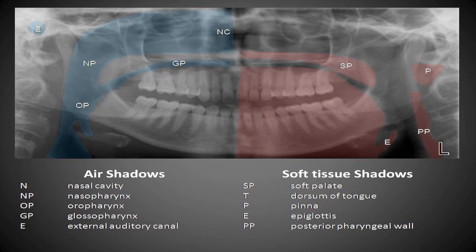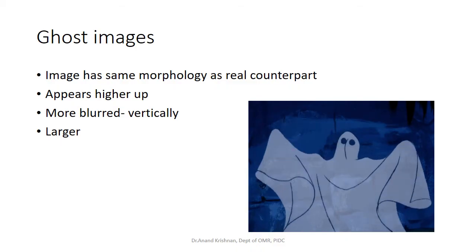This is to avoid the shadow of the tongue along the anteriors, maxillary and mandibular anteriors. Then you have your shadow of your pinnae, that is your ear, and epiglottis and the posterior pharyngeal wall.